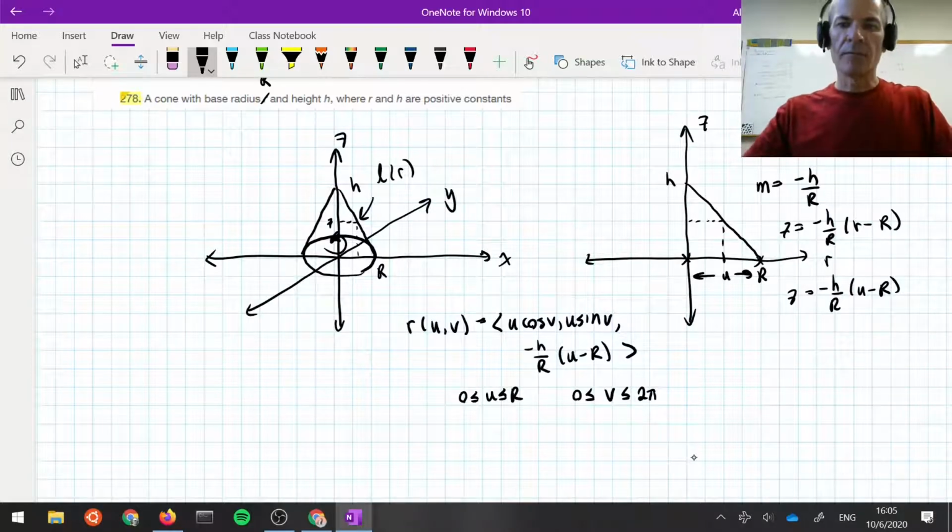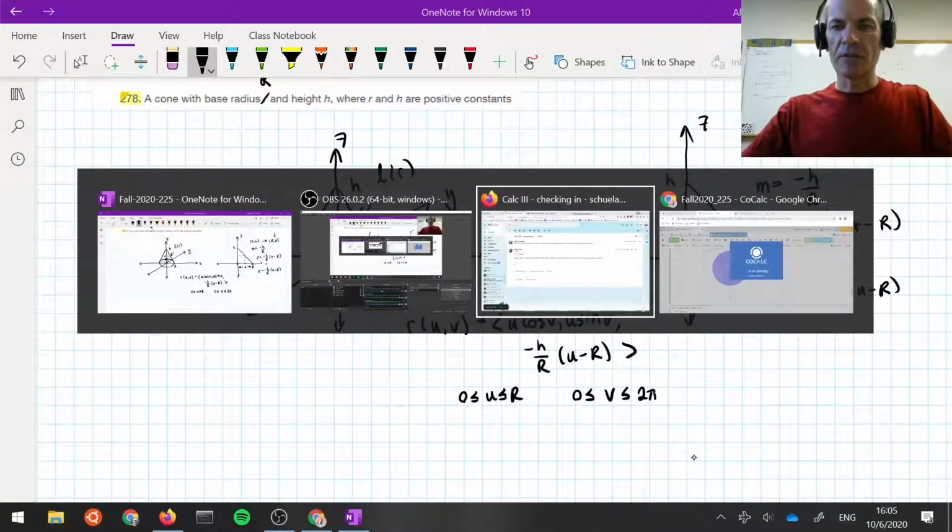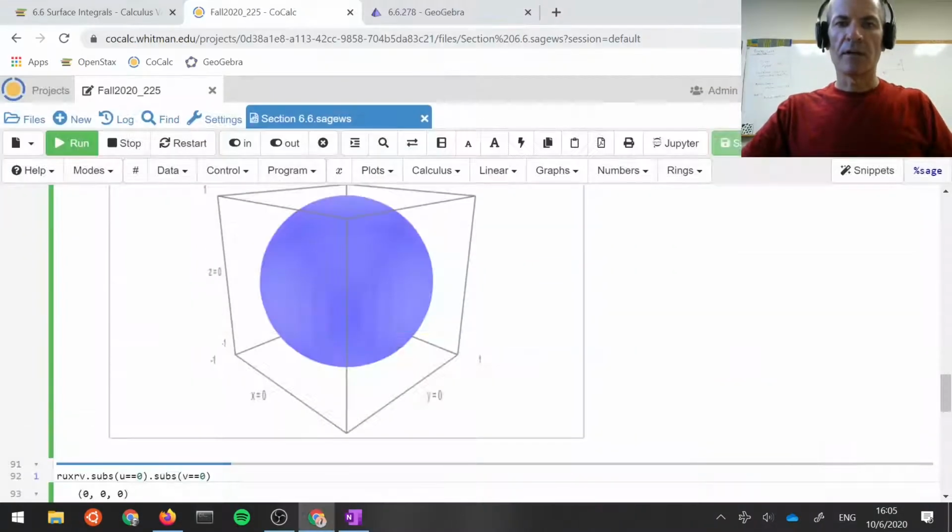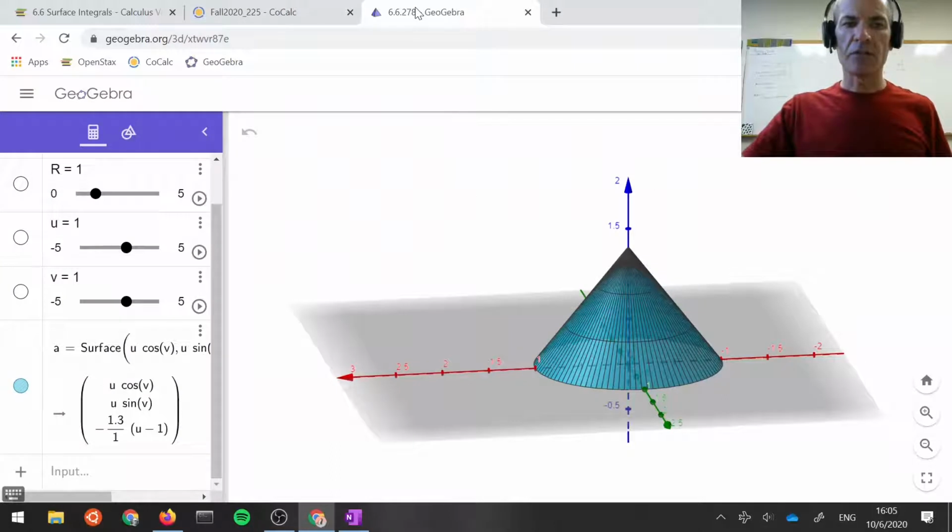Just to double check this, I've actually built a GeoGebra interactive that shows this parameterization. And it's got, trying to get my computer to wake up here. It's not happy. Let's see if it's awake over here. No. Let's see if I can just reload it.